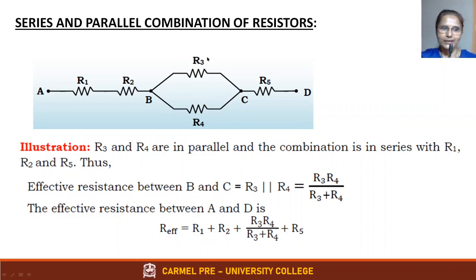So you can take the first parallel combination. Effective resistance between B and C means R3 in parallel with R4. This symbol means parallel, which is R3 R4 divided by R3 plus R4, and total resistance can be given by R1 plus R2 plus R3 R4 by R3 plus R4 plus R5. This is our equivalent resistance. We'll take up problems, some simple ones and then complicated ones, then you will get to know how to solve them. We'll solve problems based on Ohm's law and resistors in series and parallel in the next class.